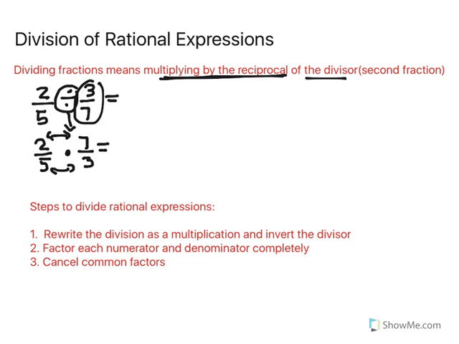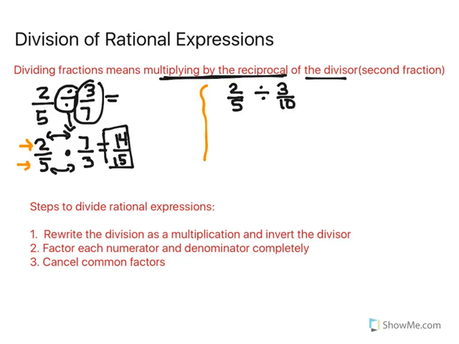We can go ahead and multiply numerators. 2 times 7 is 14, and 5 times 3 is 15. Okay, we proceeded to multiply because we didn't see any common factors that could be simplified. So let's do another example. Let's see what happens when I do have common factors that can be simplified.